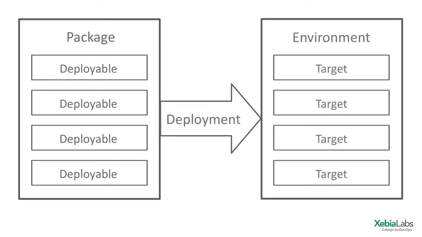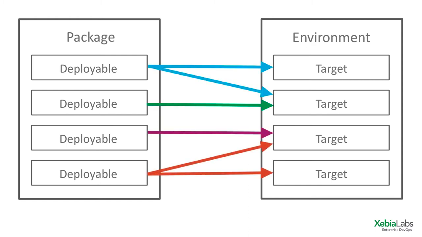The final core concept of UDM is the main event, deployment. This is the process of configuring and installing a package in a specific environment. Deployment starts with automatic mapping of the deployables in the package to the targets in the environment. The combination of a deployable and a target produces a deployed item, or deployed for short. This is the artifact or resource as it will be configured for the selected environment.